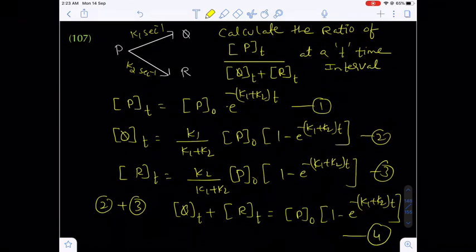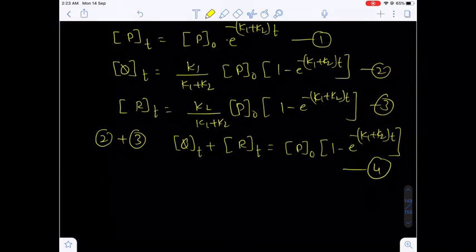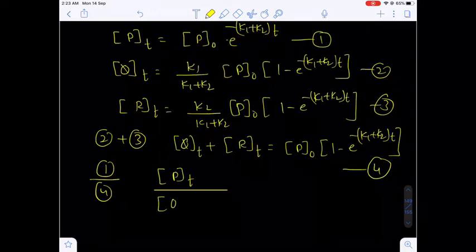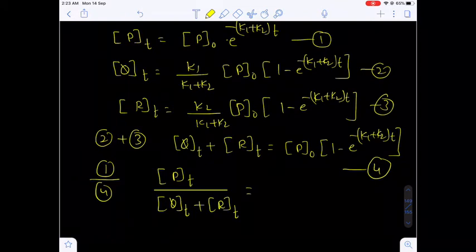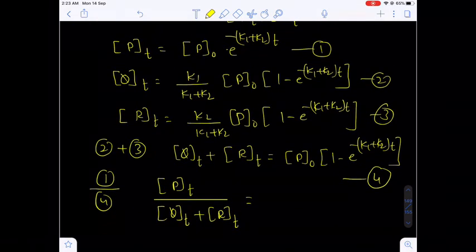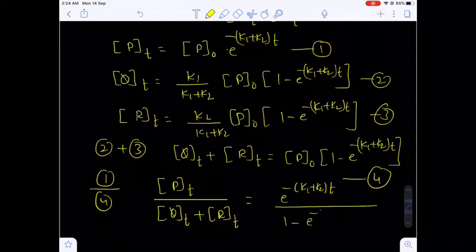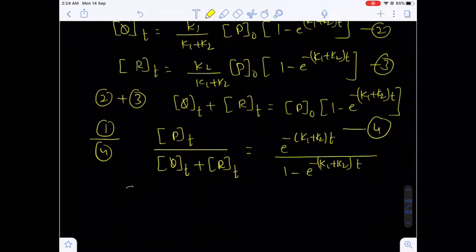Now what is the question? Concentration of P divided by concentration of Q plus R. So now what I am doing here is 1 divided by equation number 4. What is 1? Concentration of P at a time interval t, whole divided by, what is 4? Concentration of Q at a time interval t plus concentration of R at a time interval t. That will be equal to, so P0 gets cancelled, e to the power of minus K1 plus K2 times the time period divided by 1 minus e to the power of minus K1 plus K2 times time period t. Are you getting my point?